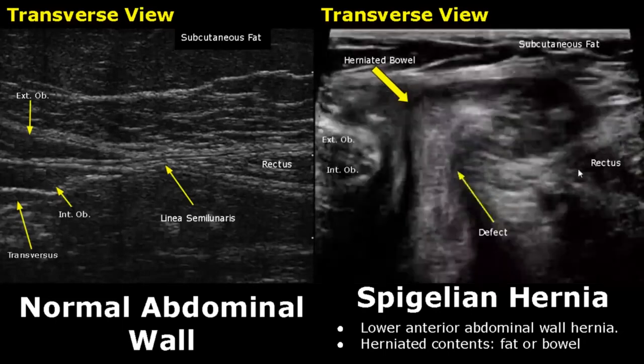Here is another image of a Spigelian hernia. We can see bowel in the hernia sac. This is the neck of the hernia sac. The defect is present here. The herniation is between the abdominal wall muscles.